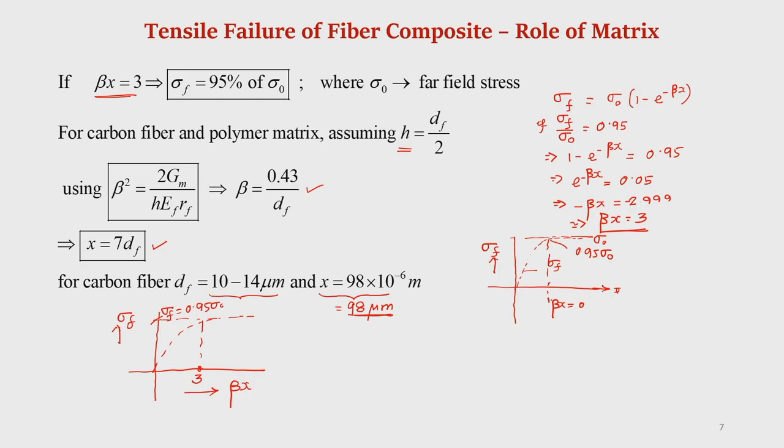That is how the matrix plays an important role in the tensile strength of fiber composites, especially when considering the statistical distribution of the fiber strength. If one fiber breaks, that does not become completely ineffective, and this is how the discrepancy in the longitudinal tensile strength of the dry bundle of fibers and the fibers impregnated in the matrix has been explained. Okay.